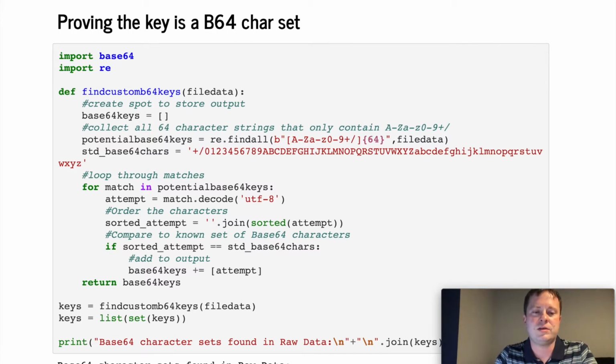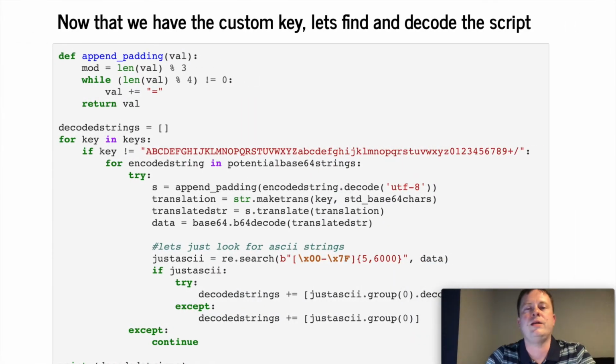And it looks like the custom key for this module is this, AKGU985E plus blah, blah, blah, blah. It's cool. So now we found the custom character set used to encode those base64 encoded strings. All right, so now that we have the key, let's decode them.